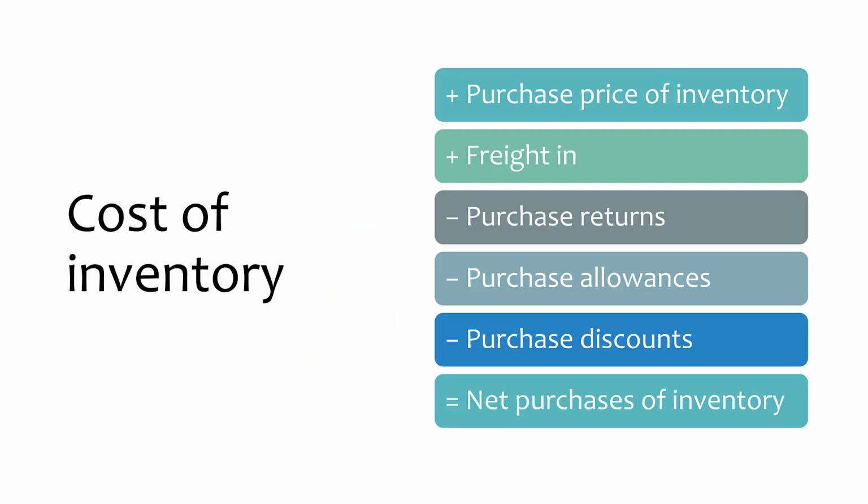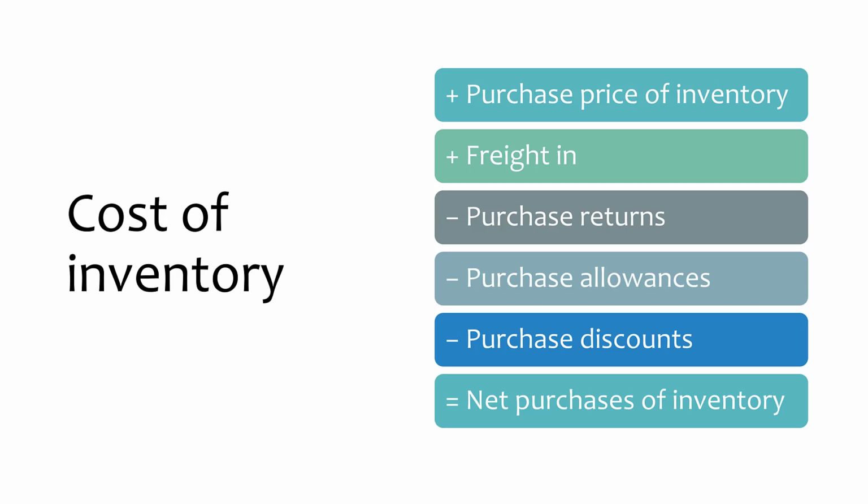The cost of inventory includes everything to purchase the inventory and get it ready for sale. Freight in is the transportation cost paid by the buyer. Freight in is accounted for as part of the cost of inventory. A purchase return occurs when a buyer returns goods to the seller. A purchase return represents a decrease in the inventory cost for the buyer and a corresponding decrease in its accounts payable because the company no longer owes the seller for them.